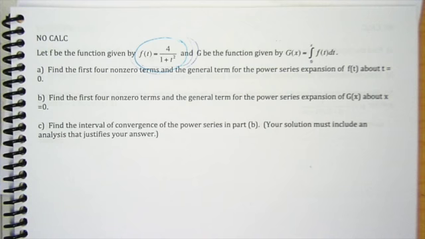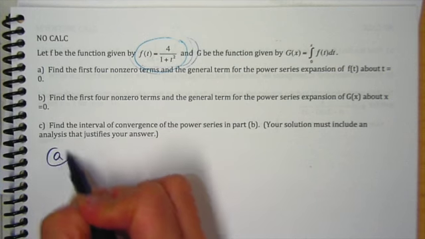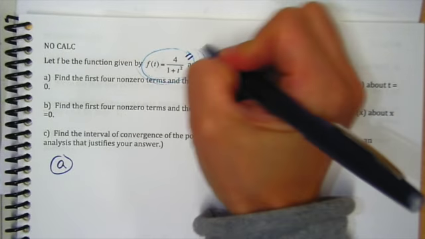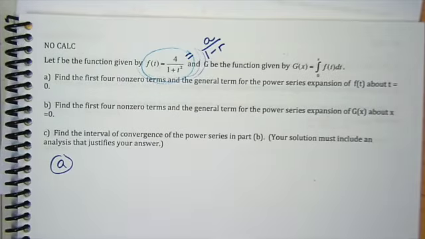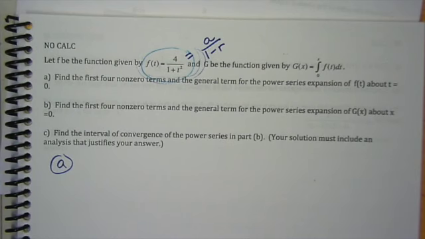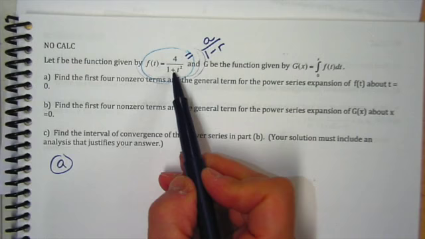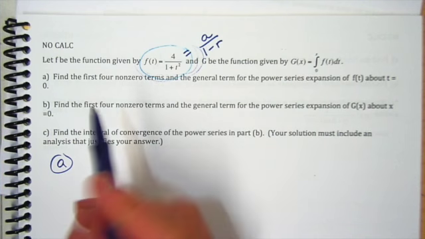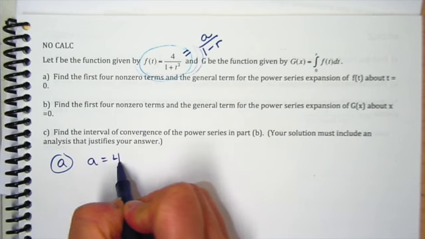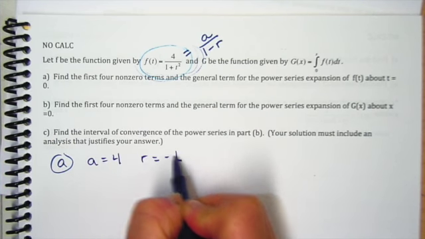Now, we can do this problem by taking the derivatives, but there's a quicker way to do this problem. If you notice, this is actually in the form a over 1 minus r. So the series is actually a geometric series, but when you sum up the geometric series, you get to here. So if you recognize that, this will be much quicker. So we know a is 4, r has to be negative t squared.